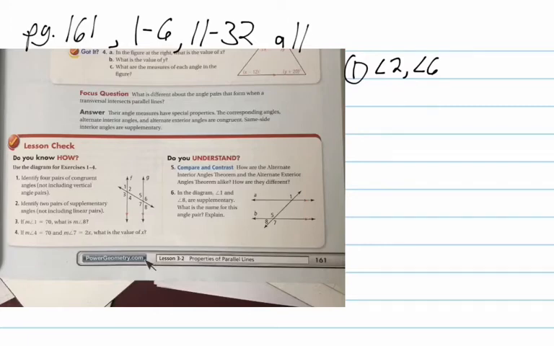4 and 5 are one. Why are 4 and 5 congruent? What's the relationship? Alternate interior, exactly. Next. 2 more.